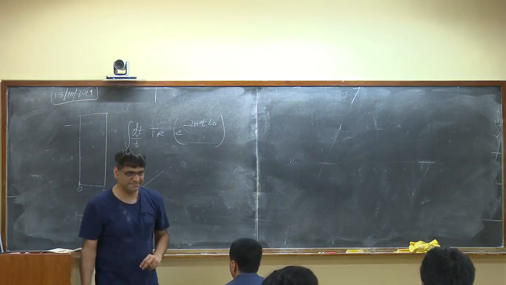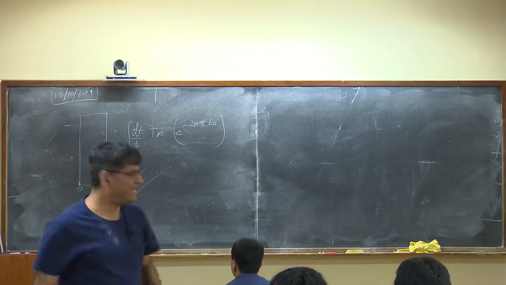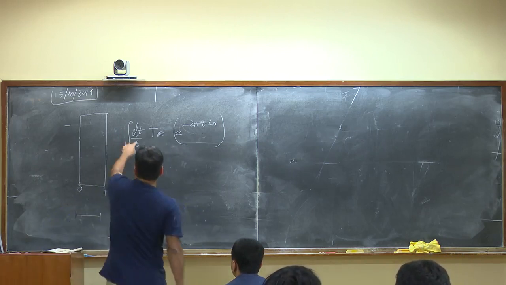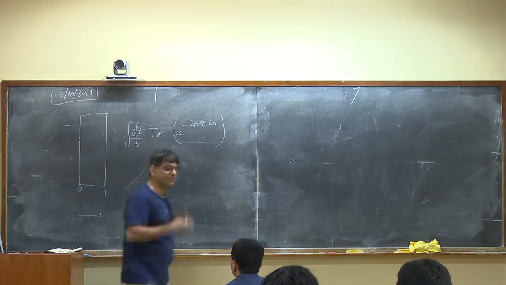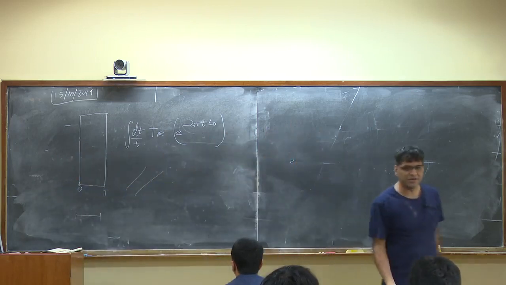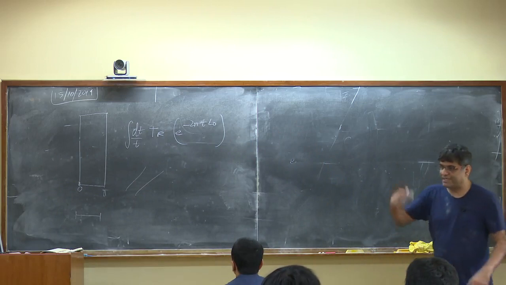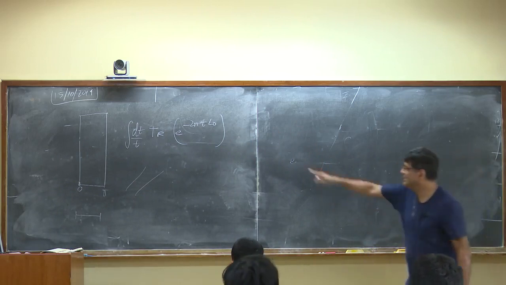Is this clear? Okay. And if you work out the measure over moduli, like we worked it out for the torus, you'll find the analog of d2 tau by im tau is dt by t.